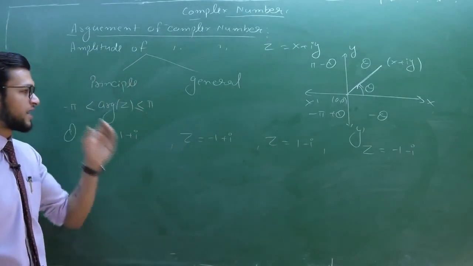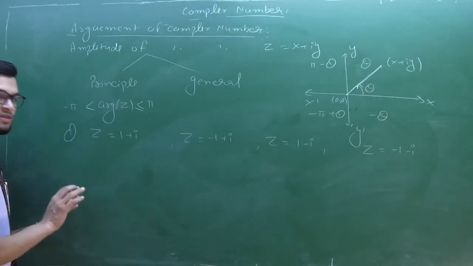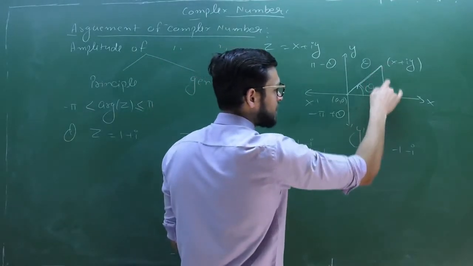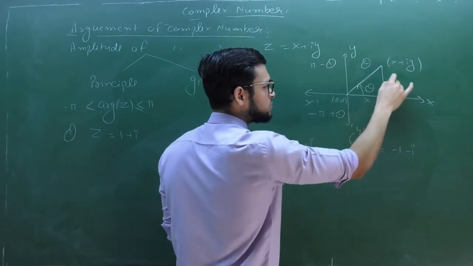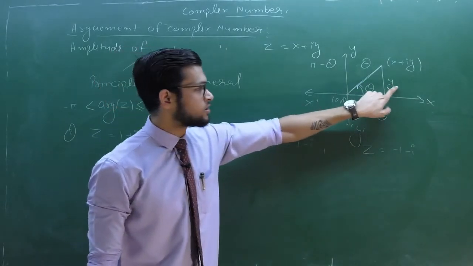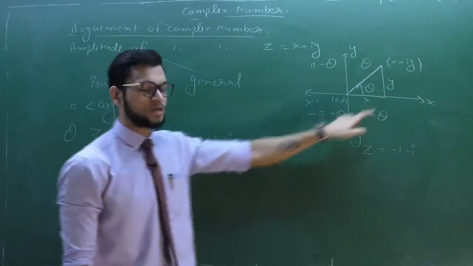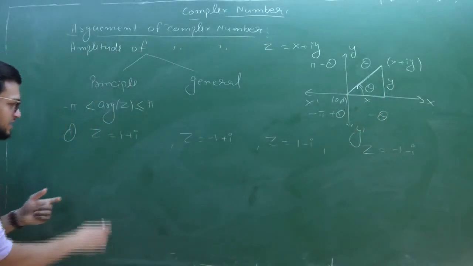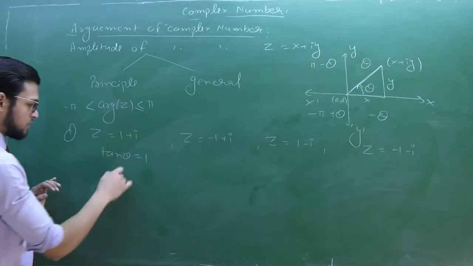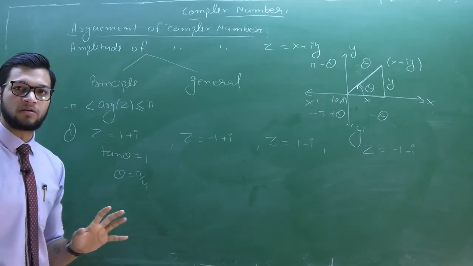Now if you want to calculate the argument of all these complex numbers, for the first one you first need to write: this term will be equal to x, this term will be equal to y. So tan theta will be equal to y upon x. In the first term we can clearly say that tan theta will be equal to 1 upon 1, which means 1. So now theta will be equal to pi by 4.